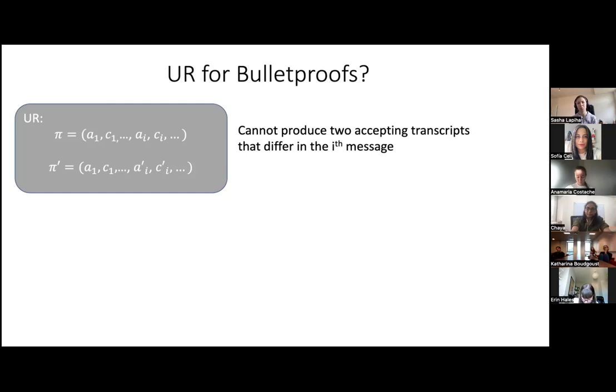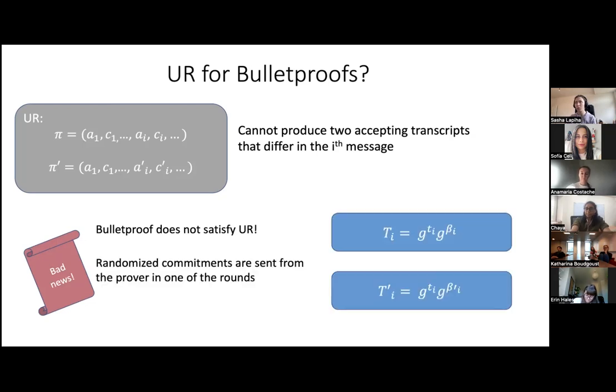This is also defined in order to get around the difficulty that the adversary can use proofs that have a prefix in common with simulated proofs. However, this definition of unique response, that says that the adversary cannot produce two accepting transcripts that share the same prefix, is simply not satisfied by bulletproofs. It does not satisfy this property, because in the bulletproof protocol, there are certain rounds where the prover sends commitments that are randomized.